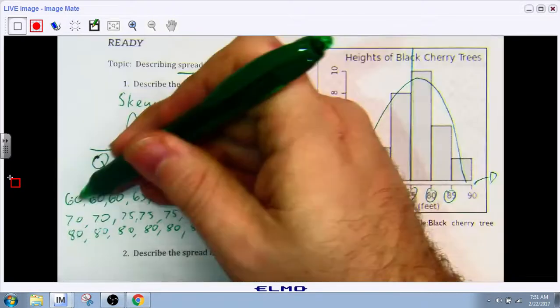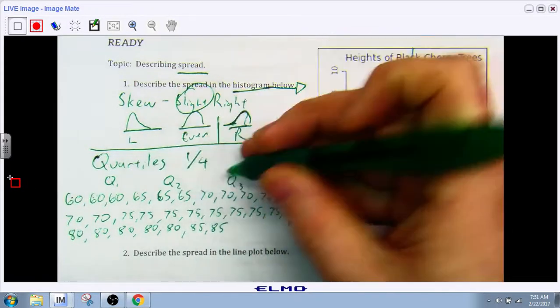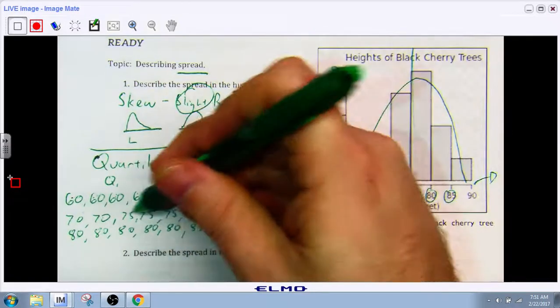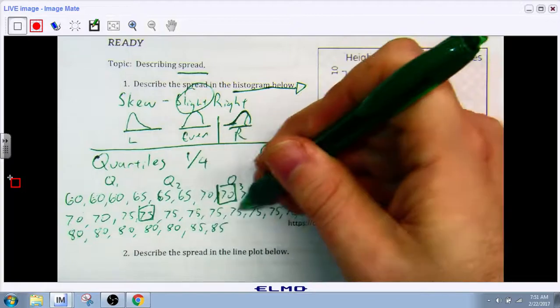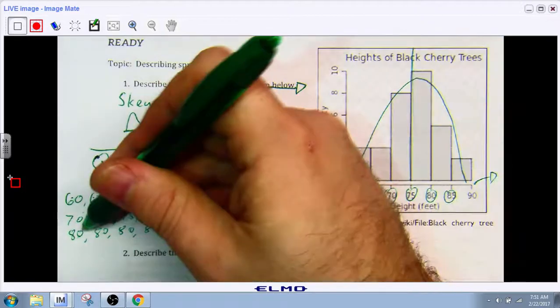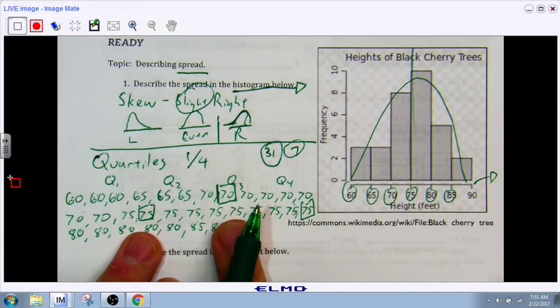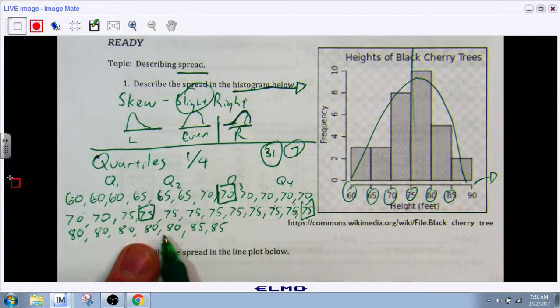So that means 1, 2, 3, 4, 5, 6, 7. So that's in the middle. 1, 2, 3, 4, 5, 6, 7. That's in the middle. 1, 2, 3, 4, 5, 6, 7. That's in the middle. 1, 2, 3, 4, 5, 6, 7. So I've identified my quartile points, right? Here's the first quarter, here's the second quarter, third quarter, fourth quarter.